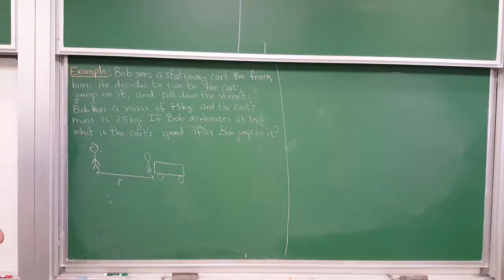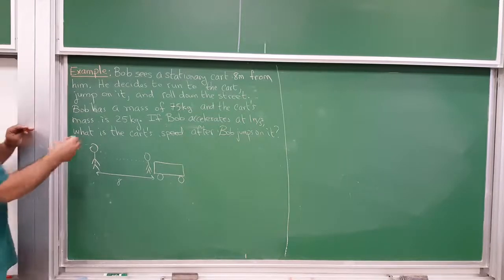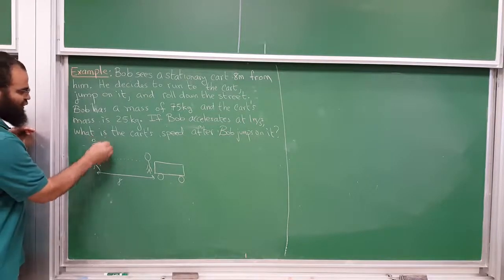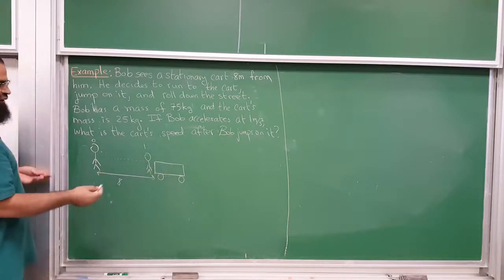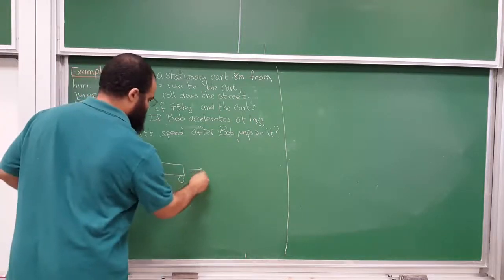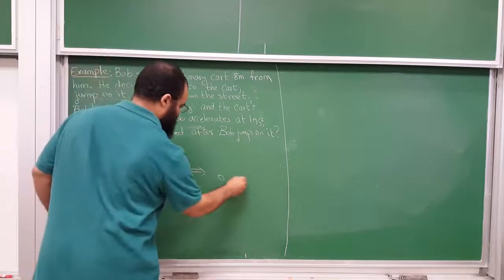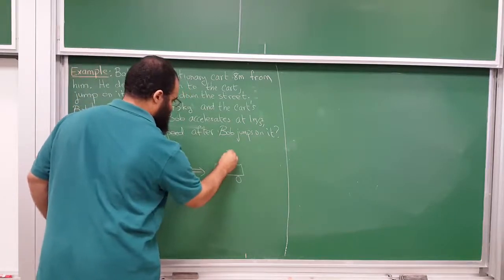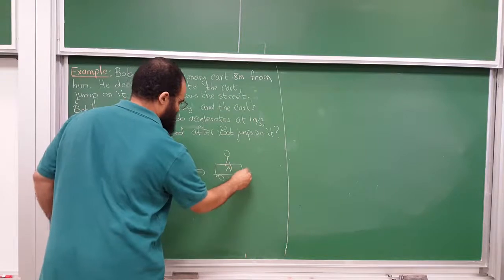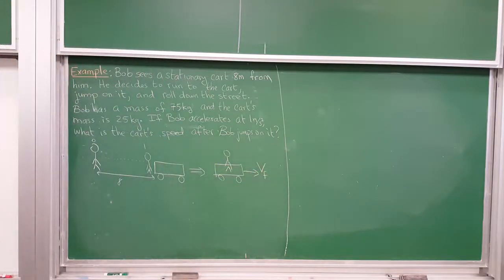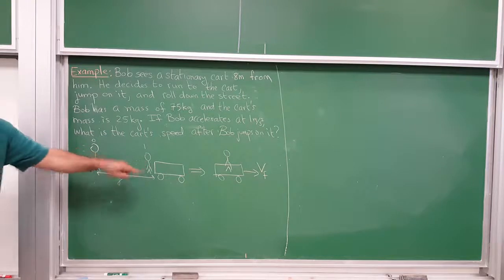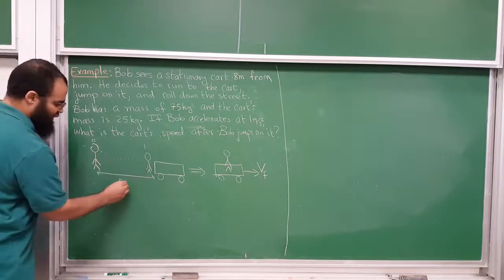Well, I know that, let's call this step 0, step 1, and then after he jumps on the cart, you can probably figure out what will happen. So the cart and Bob on the cart will be moving at some final speed. So we need to figure out his speed right before he jumps on the cart.